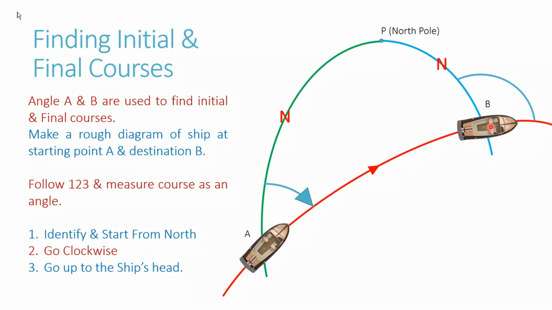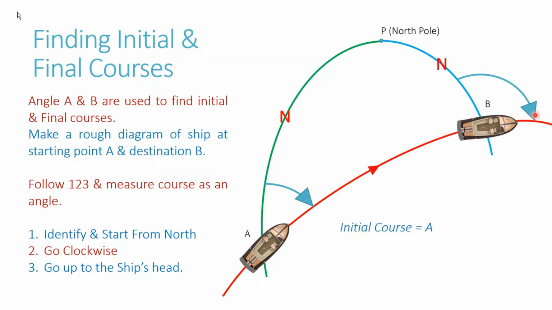Following this procedure at the destination position also, starting from north, going clockwise, I go up to the ship's head. So this is marked by this light blue color arc and arrow. So again, we followed the 1, 2, 3 procedure. 1 is identify north, 2 is go clockwise, 3 is go up to the ship's head. So this arc which we see here gives us the final course.